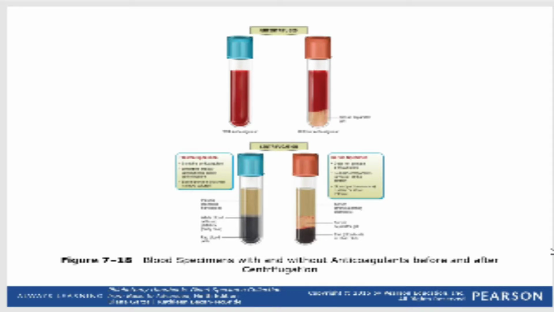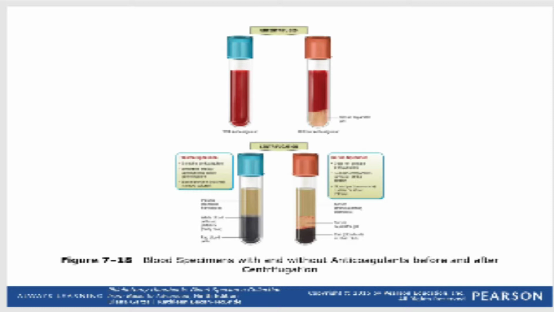The blue top tubes have an anticoagulant in them, so you can see when that specimen settles out that you have the plasma that floats to the top, you have the cells that clot and clump to the bottom, and in between you get a layer of cells, the white blood cells, that form what's called a buffy coat, and it separates the two. If you shook that vigorously, it would mix those back together.